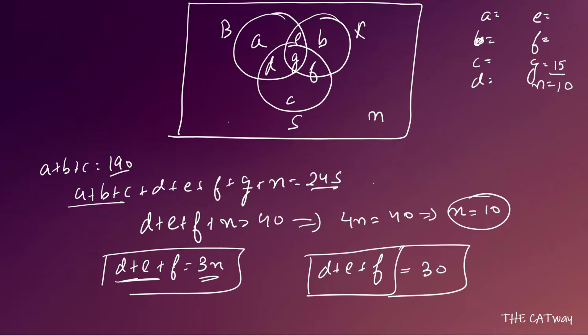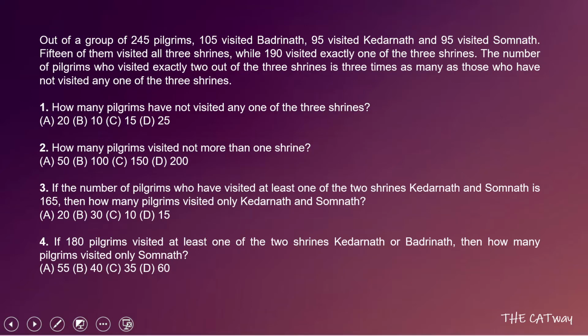So this is what we have. Now let's move towards the questions, because there is nothing else which we can do. Question 1 says: how many pilgrims have not visited any one of the three shrines? That means none of them. It is asking about none of them. So the answer will be option B, that is 10, because we have calculated that 10 people did not visit any of them.